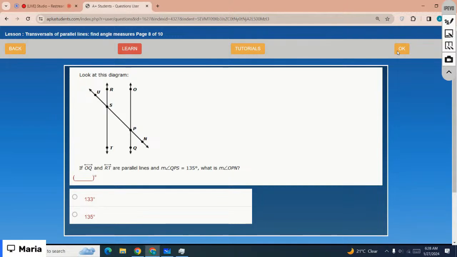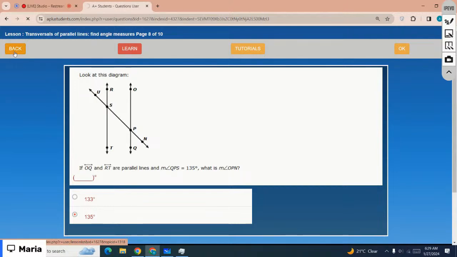Look at this diagram. If OQ and RT are parallel lines, measurement of angle QRS equals 135. What is angle OPN? Which is the correct option? That is 135, right? Okay, you can complete the lesson by yourself later today.